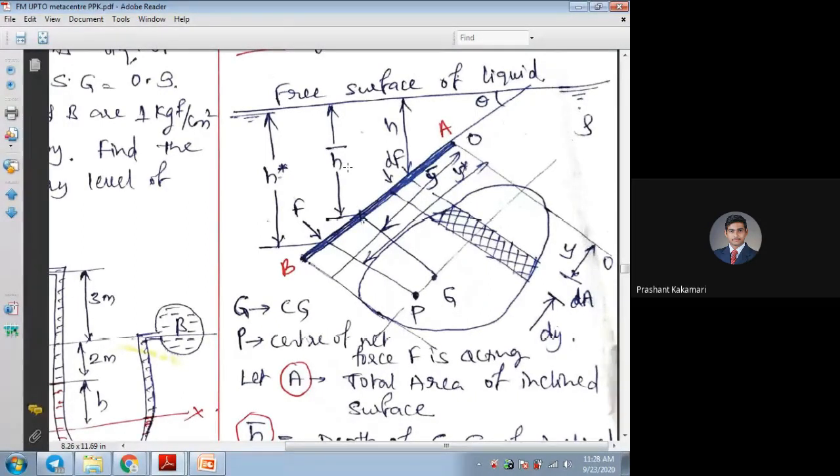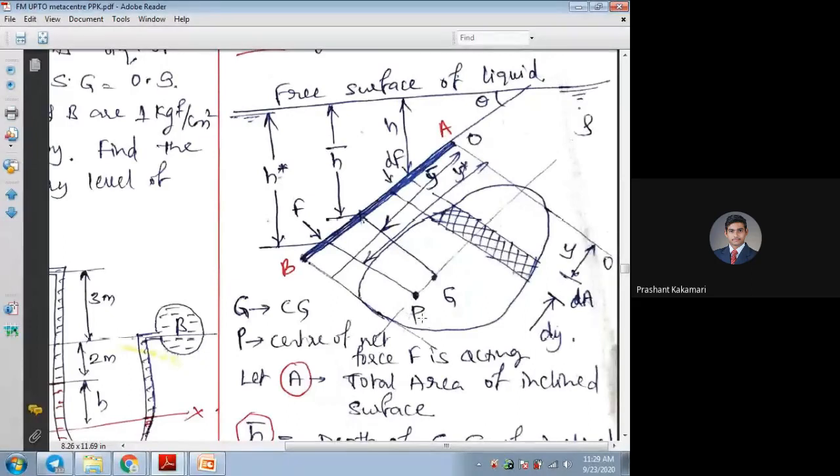Is that clear? And for the center of pressure, I have taken the distance. The center of pressure is acting at a distance of y star from the tip of the surface, or h star from the free surface of water to the pressure point P on the side view. So all the side view dimensions I have written with h, h bar, h star: h for the small area dA, h bar for the center of gravity, h star for the center of pressure.